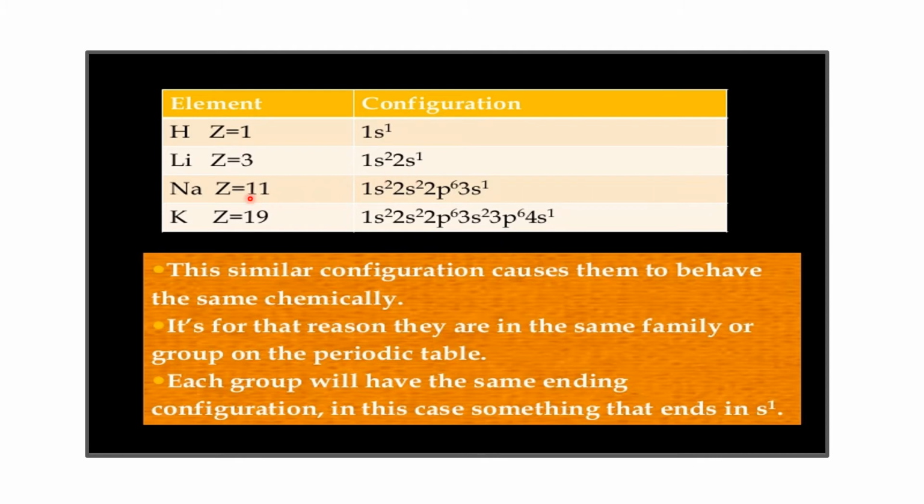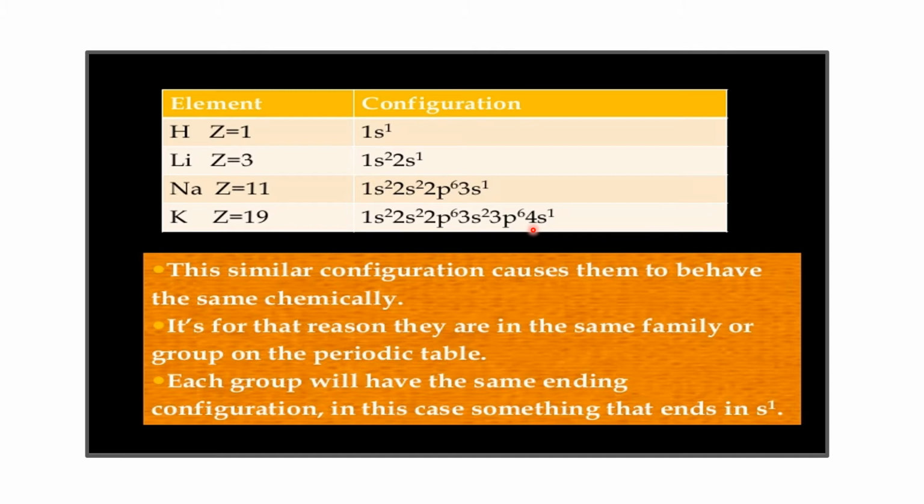Now the next element, sodium, that is natrium, whose atomic number is 11 and its electronic configuration is 1s2, 2s2, 2p6, 3s1. The next element is potassium, whose atomic number is 19 and electronic configuration is 1s2, 2s2, 2p6, 3s2, 3p6, 4s1. When you write in the same way for rubidium, its electronic configuration will be 1s2, 2s2, 2p6, 3s2, 3p6, 4s1, 3d10, 5s1. So it goes on for the other elements, cesium and francium also.